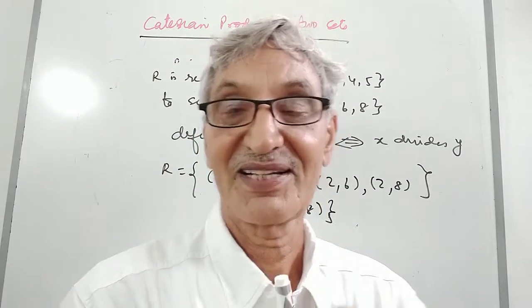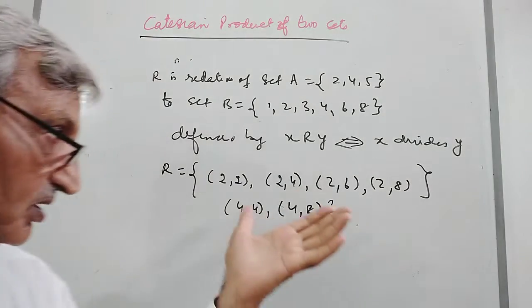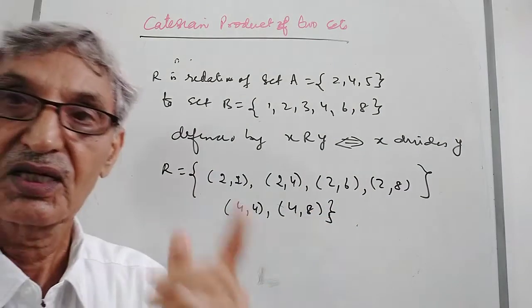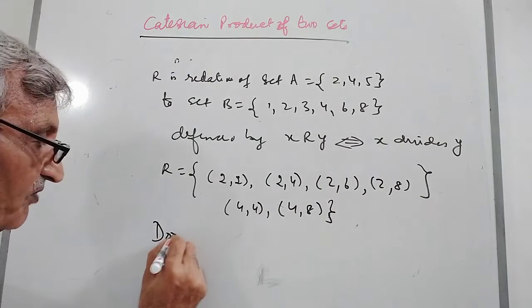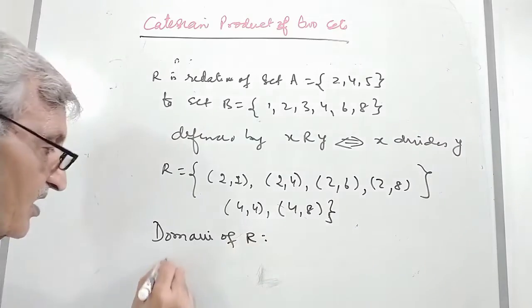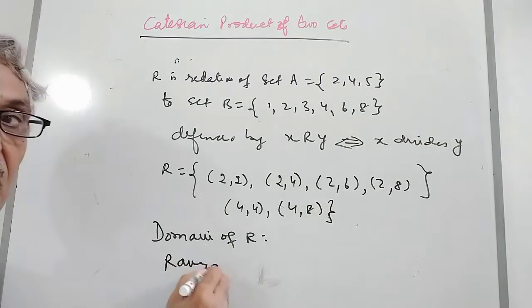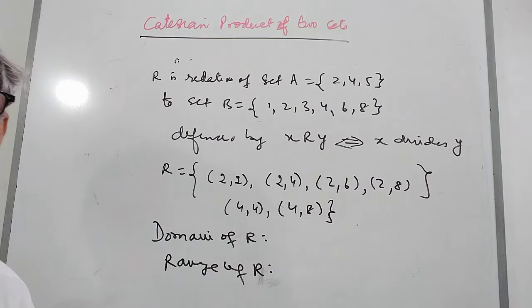दोस्तों, this is one. I just found the relation. Didn't write A cross B, but I wrote out those which are in the relation. Now next, इसका हम कहीं पूछें कि what is the domain of R? And what is the range of R? Domain of R is what?